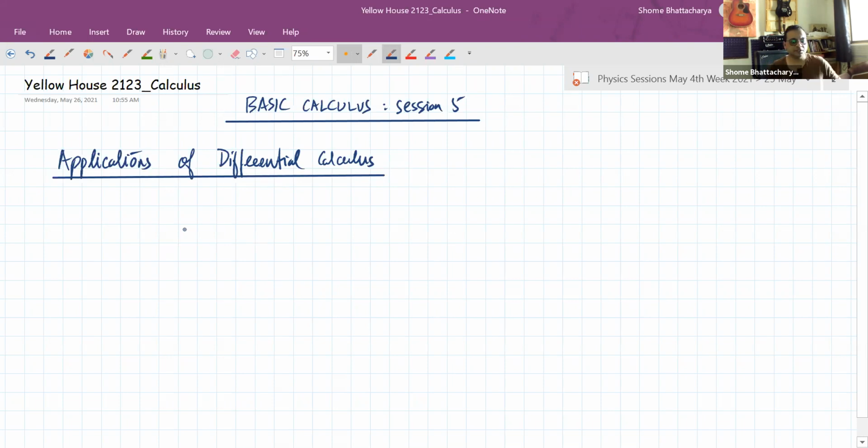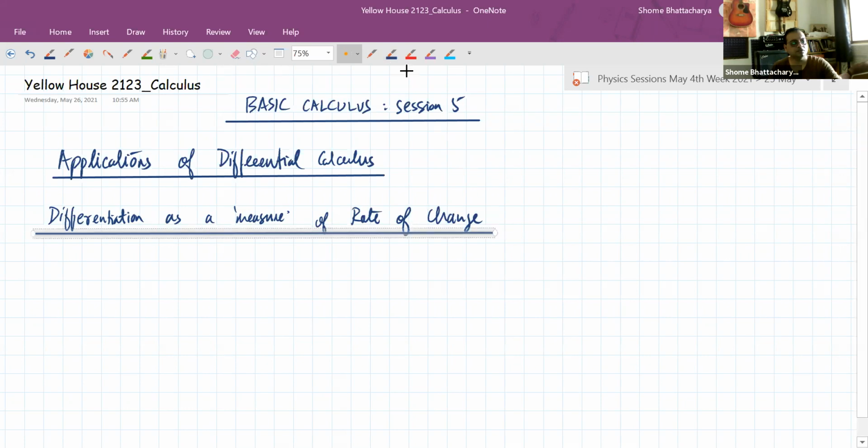Actually, we discussed a couple of examples in the last lecture also from exercise 3 about how we use differentiation as a rate measure. Okay, so differentiation is used to measure rate of change. So from this point onwards, when we refer to the term rate of change, we generally mean that we're talking about instantaneous rate of change.